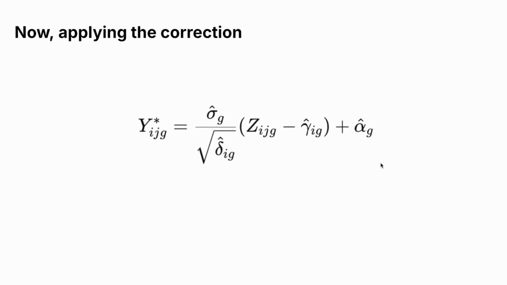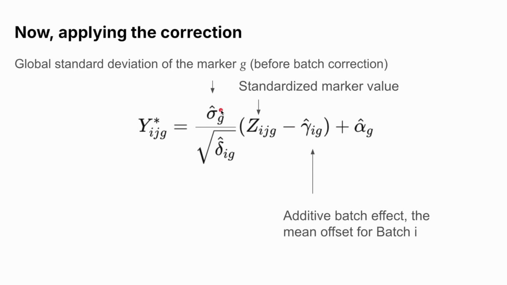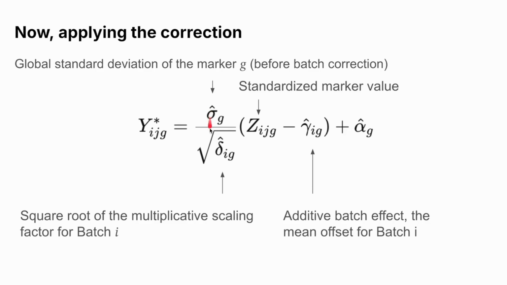This is a very fancy equation, and we're going to break this down step by step. The left-hand side of this is the ultimate goal. This is the corrected value for this particular cell. And the first step over here is a standardized marker value. So that normalized thing, we subtract the mean, we divide by the standard deviation. Then we subtract off the additive batch effect, which is the mean offset for that specific batch. Then we're multiplying this parentheses over here by the global standard deviation of the marker G before batch correction, and then we're dividing by the square root of the multiplicative scaling factor for this batch. And finally, we're adding back the global mean of the marker G. So then we get a corrected value that we can read for this particular cell.